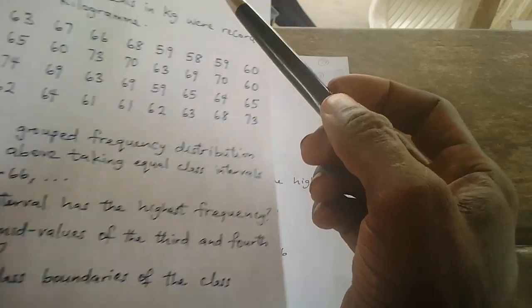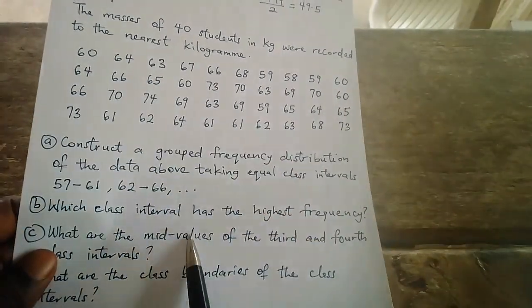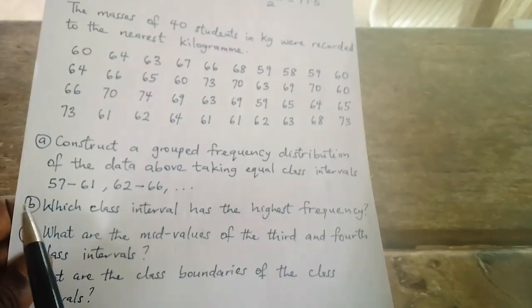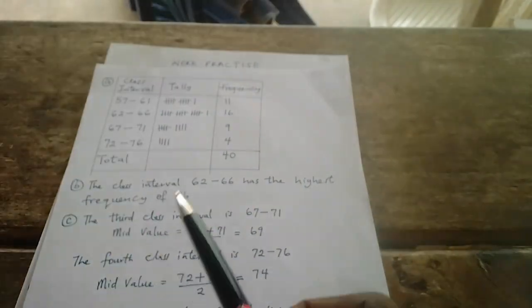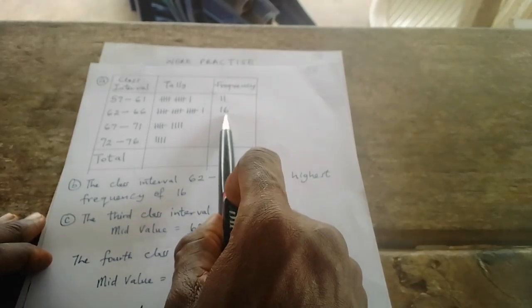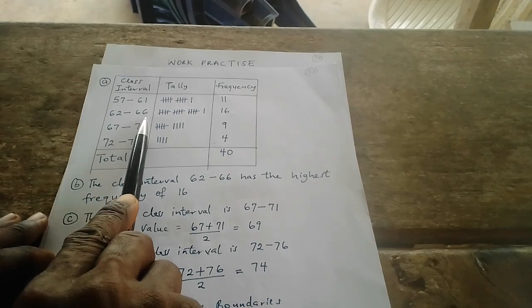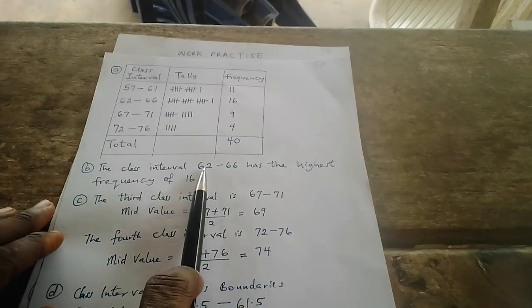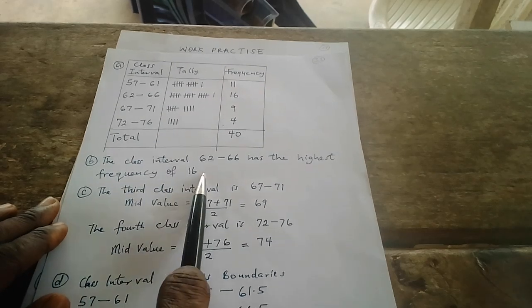The second part of the question says, which class interval has the highest frequency? Look at it. The one with the highest frequency here is what? 16. So which is what? The class interval of this one is what? 62 to 66. So the class interval of 62 to 66 has the highest frequency of 16.